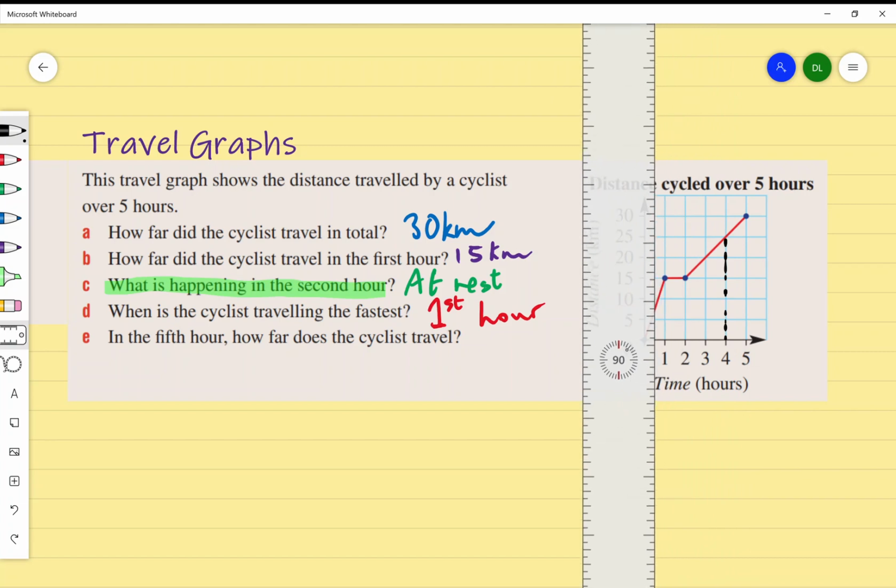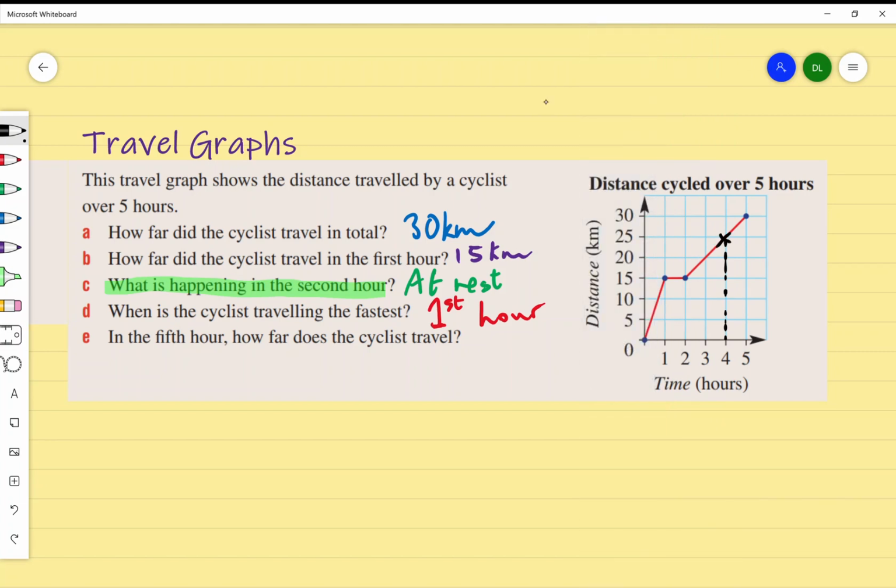So I can see that that point right there is the distance after 4 hours, which happens to be, and you'll remember our Cartesian coordinates, 4, 25. 4 hours, 25 kilometers. And this final point, you'll know, is 5 hours and 30 kilometers. Now remember, this is my x-axis, this is my y-axis, and it's always x comes before y. So we have those 2 points there.